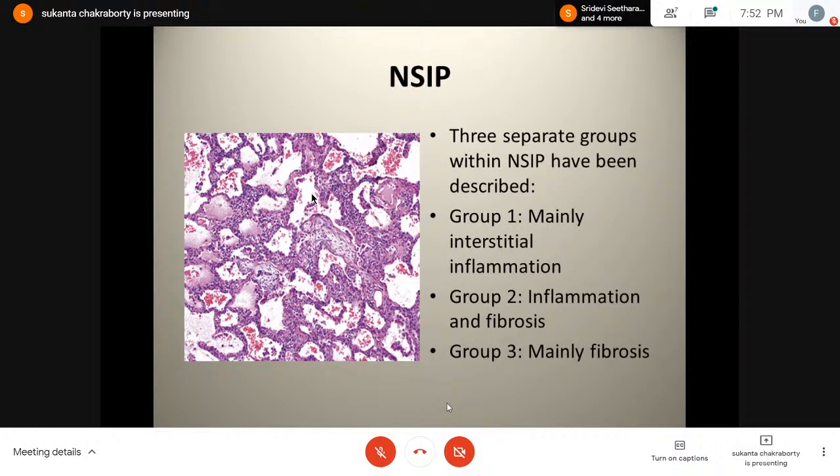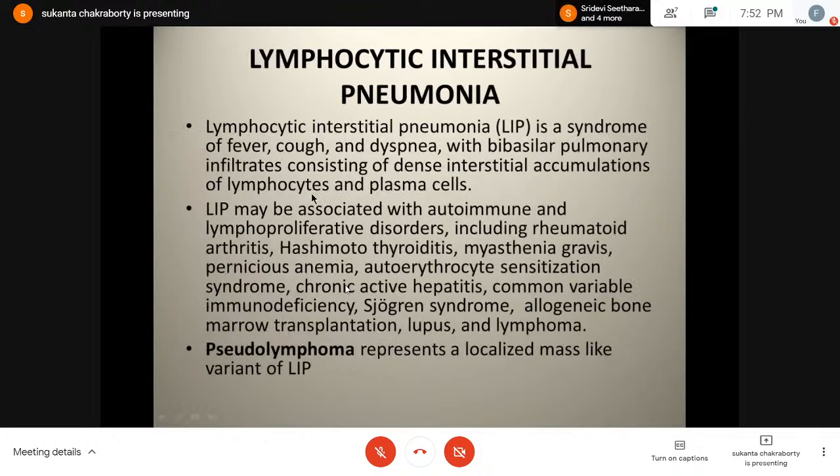Group 1 is mainly interstitial inflammation, group 2 is an in-between, inflammation and fibrosis together, and group 3 is mainly fibrosis. So this is a group 2 picture, a mixture of inflammation and fibrosis.